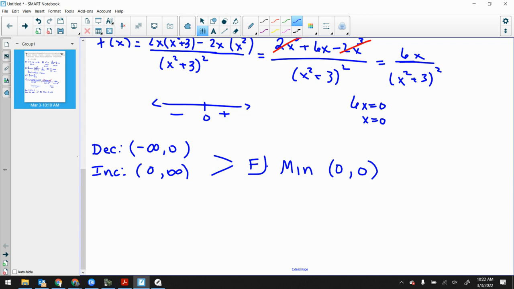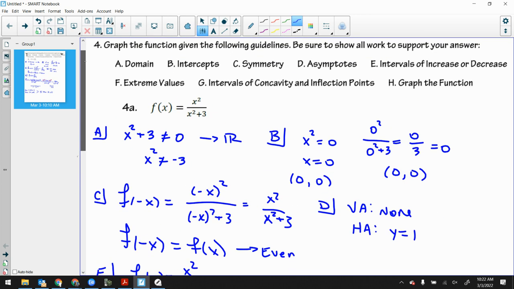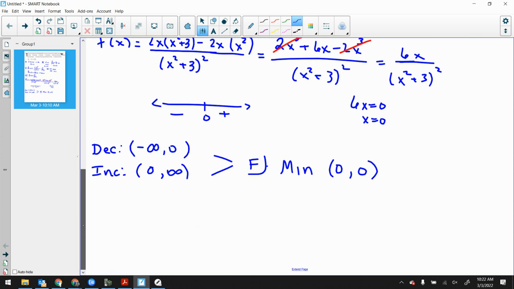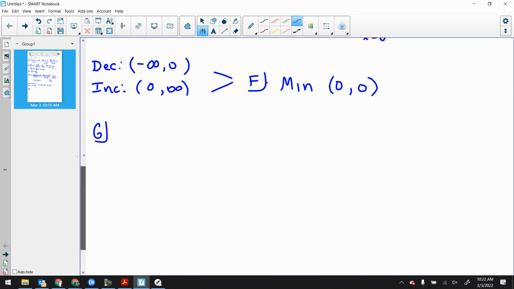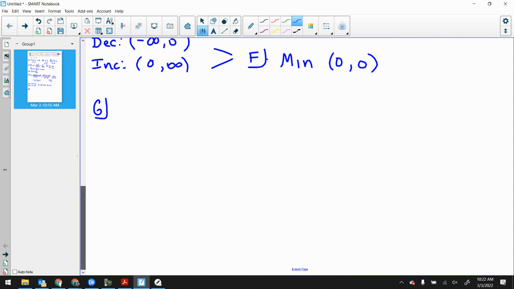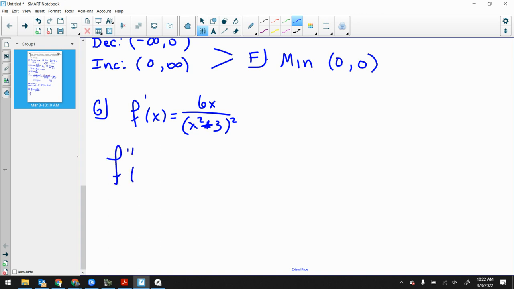All right, let's keep it going. Then we've got G, which is our intervals of concavity and inflection points. Now, this is where it gets a little sticky. I want to take a look at f double prime. So f single prime was 6x over x squared plus 3 squared, right? That's a plus sign. All right, so f double prime, again, f prime g minus g prime f all over g squared.